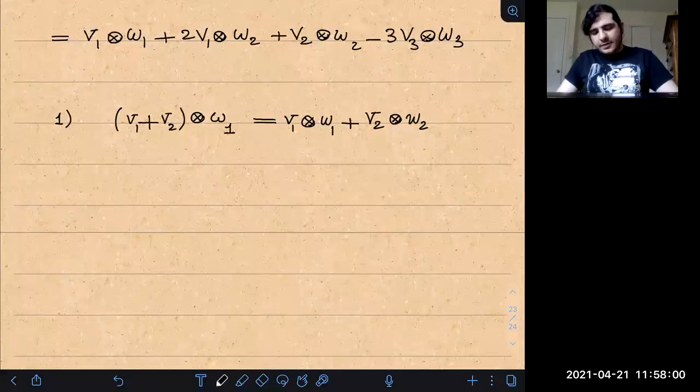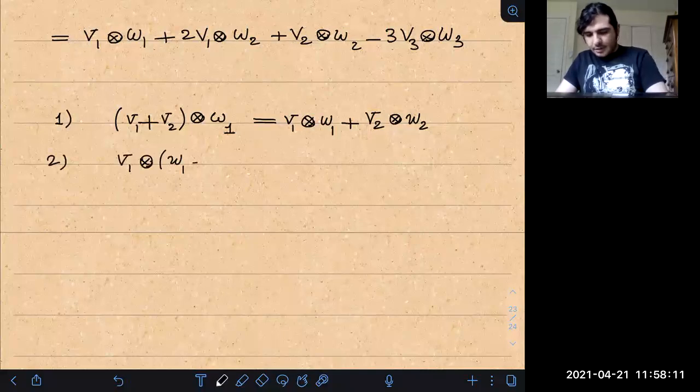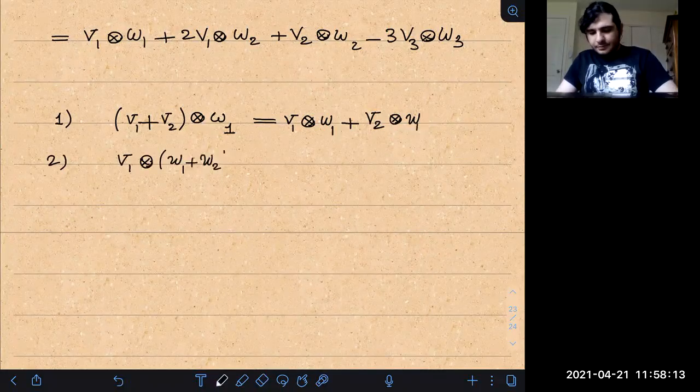The second rule is very, very similar, just the same thing for W. So I would just write the similar thing. Oops, sorry, there's a mistake here. It's W1. So we have something very, very similar here.